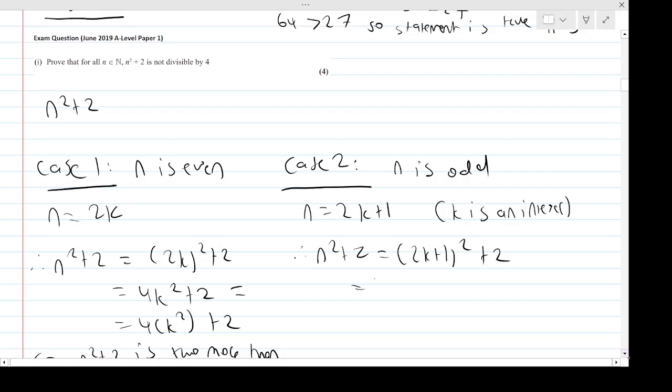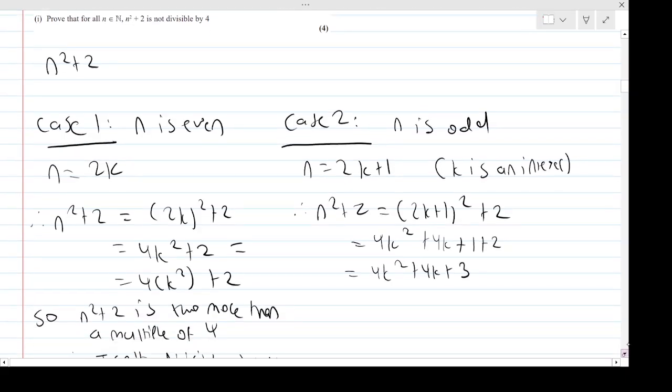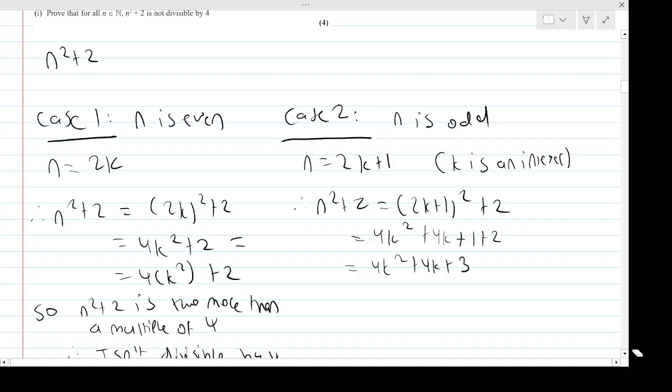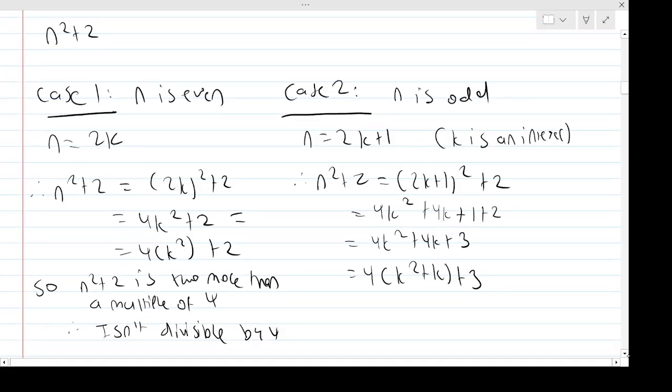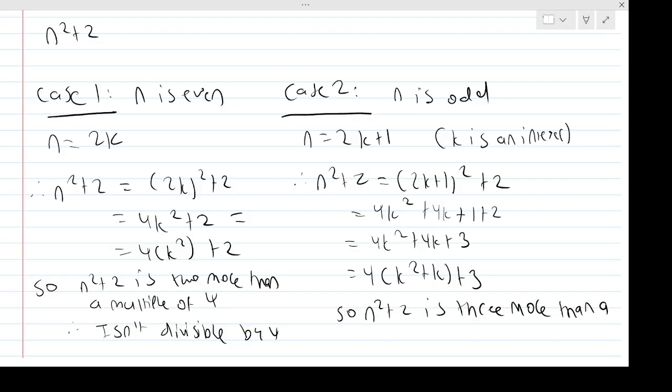If we expand that bracket out, you get 4k squared, then 2k and another 2k would be plus 4k, then 1 squared would be plus 1, plus 2, then we can simplify that a little bit to get plus 3. Okay, but then again, notice we can factorise the first bit by 4, but then we have the plus 3. So in this case, it's 3 more than a multiple of 4. So n squared plus 2 is 3 more than a multiple of 4.